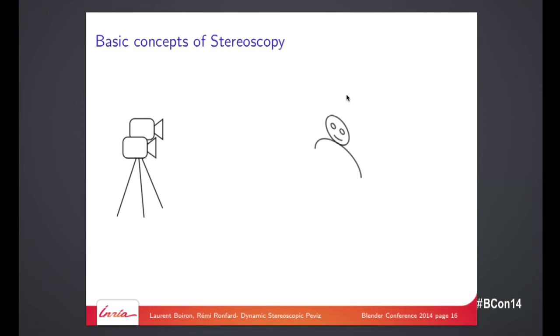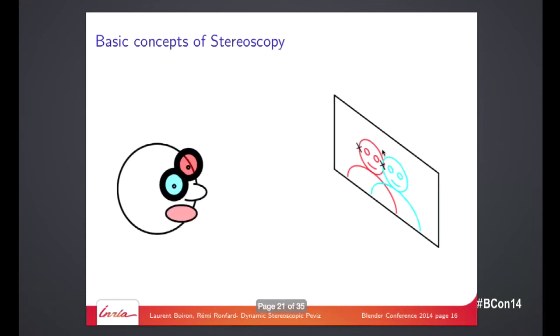The cameras are on the left, and the actor is here on the right. And the two cameras have two different points of view, so we have two different images. Then we can project those images on a screen, just like this. The user with 3D glasses will be able to see the 3D images. So we can find the 3D point from this image.